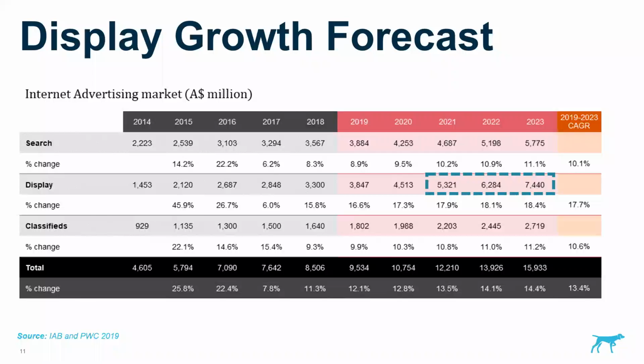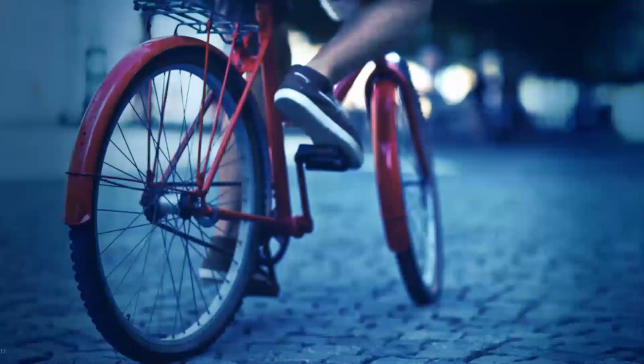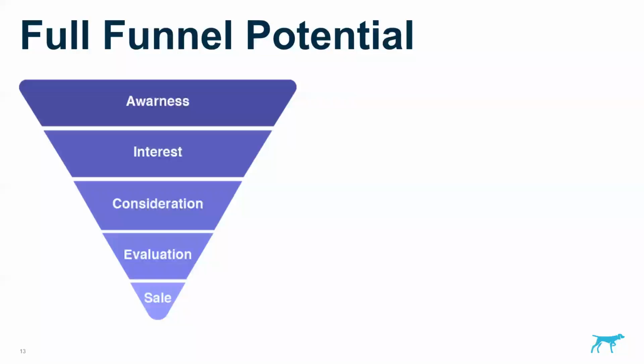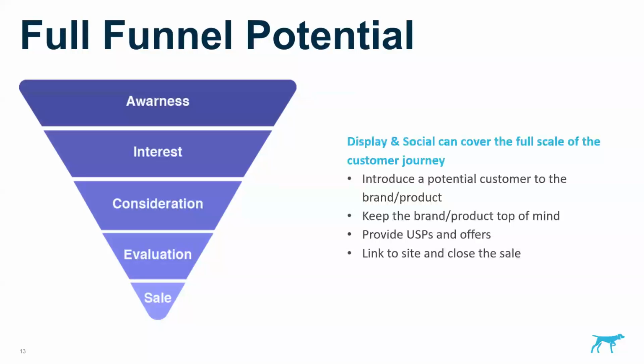So with all this growing investment, the question is, why is all this money coming into display and social? It was talked about previously how search marketing in particular and SEO have a big impact on the bottom of the funnel, where users are familiar with the product and have that pre-existing intent, but display and social have the advantage that they can really cover the full scale of the customer journey.